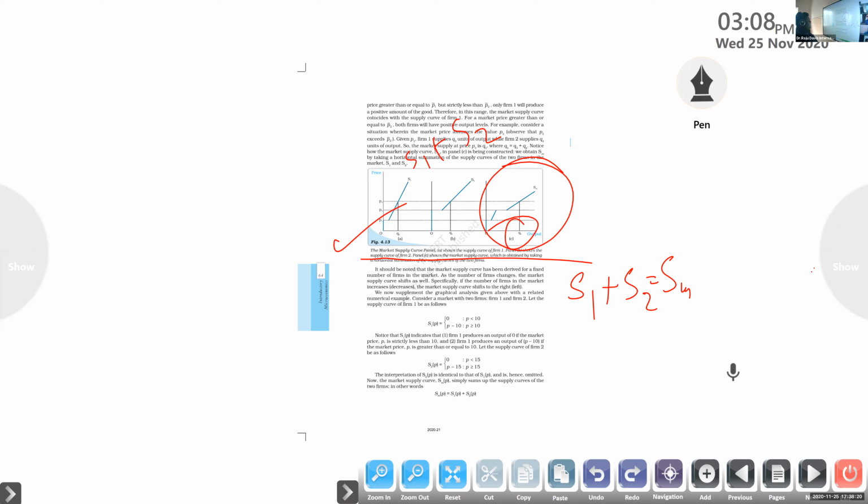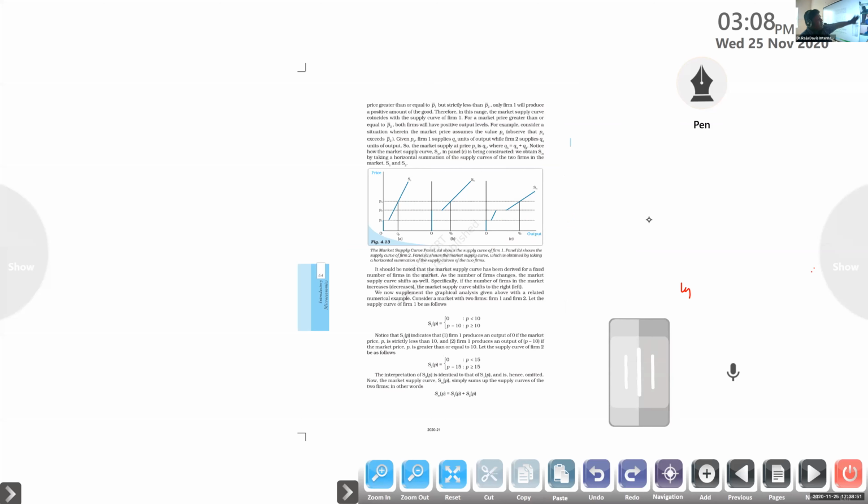Now we are here, page number 64. It should be noted that the market supply curve has been derived from a fixed number of firms in the market. We are able to create a market supply curve only with a fixed number of firms. As the number of firms changes, the market supply curve shifts as well. Clear or not? Keep that in your mind.